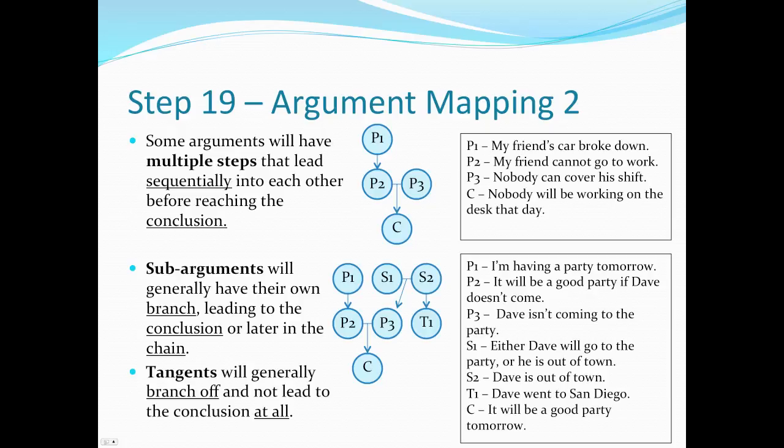E.g., premise 1, I'm having a party tomorrow. Premise 2, it'll be a good party if Dave doesn't come. Premise 3, Dave isn't coming to the party. Sub-premise 1, either Dave will go to the party or he is out of town. Sub-premise 2, Dave is out of town. Tangent 1, Dave went to San Diego. Conclusion, it will be a good party tomorrow.